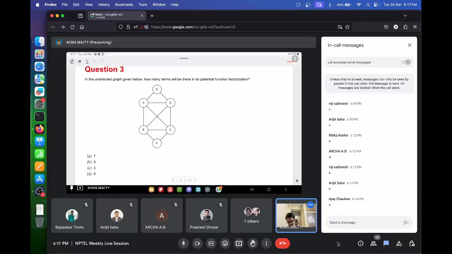Now question 3. In the undirected graph below, how many terms will be there in its potential function factorization? So this is the undirected graphical model given here, and you have to find out the number of terms in the potential function factorization. Basically, how many factors can we find using potential function factorization? If we use maximal cliques, so that part I forgot to write, then how many terms will be there in its potential function factorization?